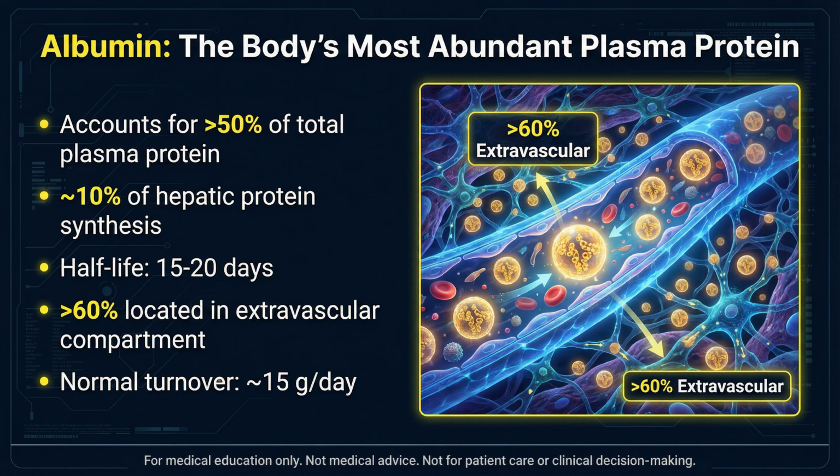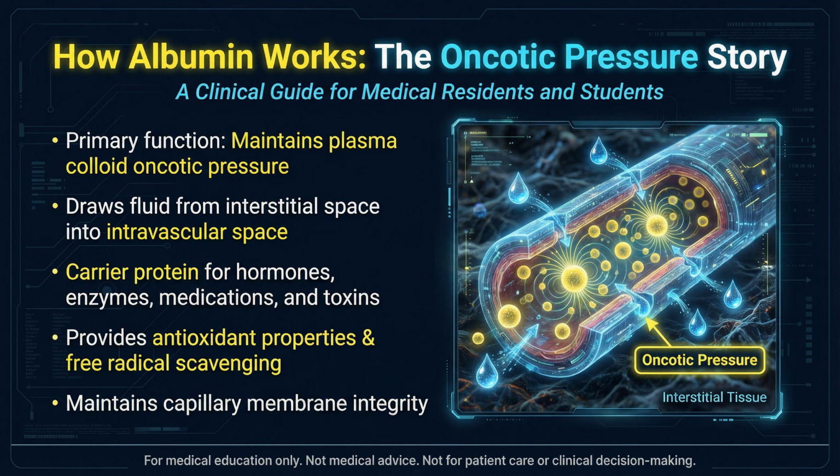It is the most abundant plasma protein in the human body, accounting for more than half of all proteins in our plasma. It's synthesized in the liver and has a half-life of about 15 to 20 days. Interestingly, the majority of our body's albumin, over 60%, resides in the extravascular compartment with a normal turnover of about 15 grams per day. How does albumin work?